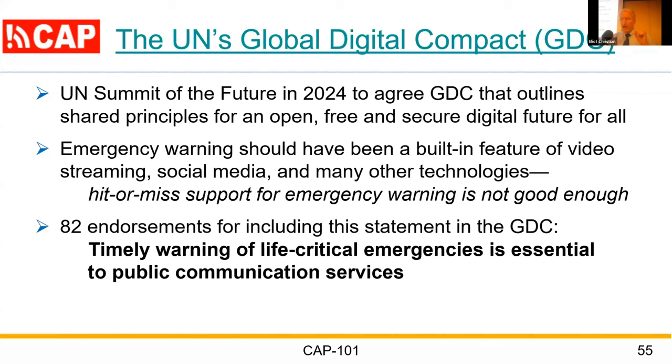Timely warning of life-critical emergencies is essential to public communication services. Seems kind of obvious, but people everywhere benefit from the emergency warning capabilities that are built into broadcast radio and television. They're built into cell broadcast technology. They're built into the intelligent transportation system and many other public communication services. But many services do not include emergency warning.